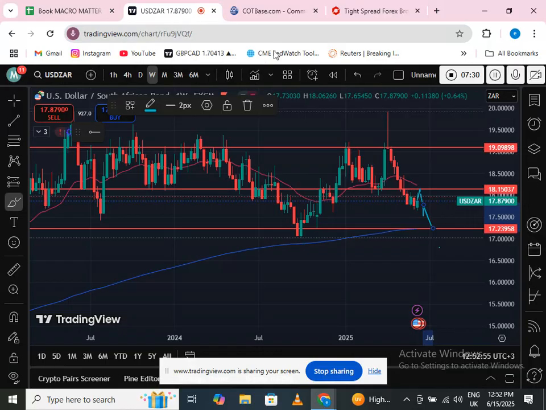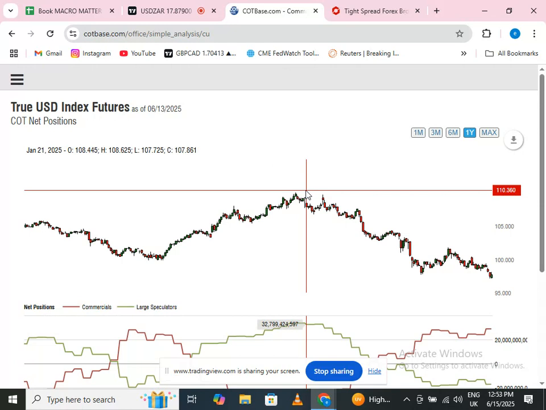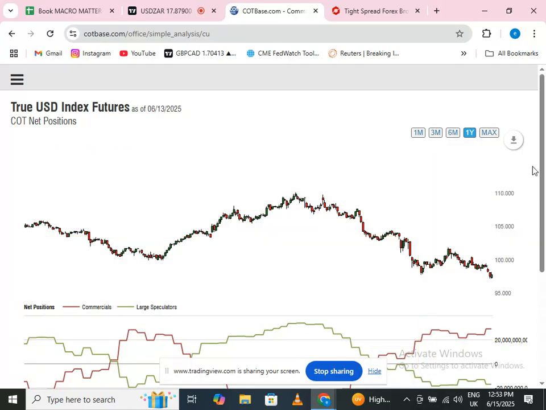So let's take a look at the other part, the COT. This is the Commitment of Traders, whereby the large speculators, I mean the big banks, position themselves in the market. Let's look at the USD index.